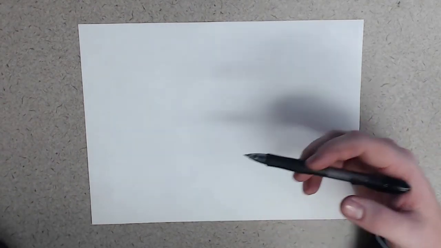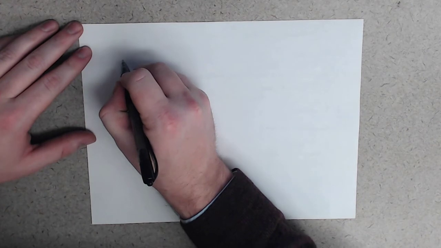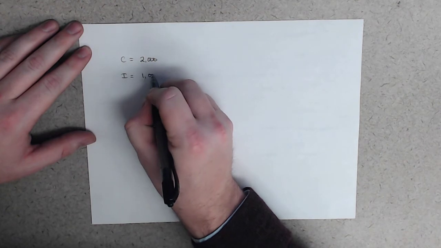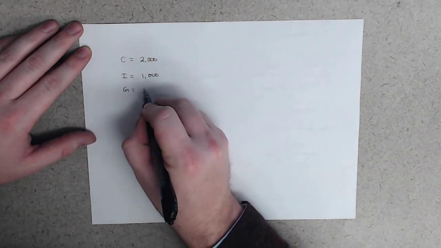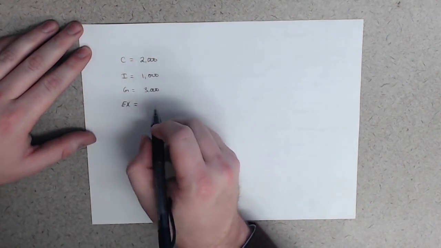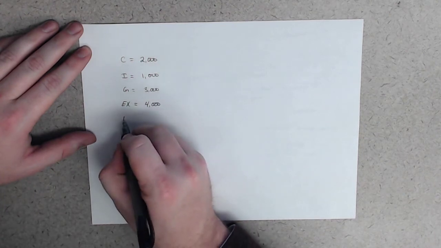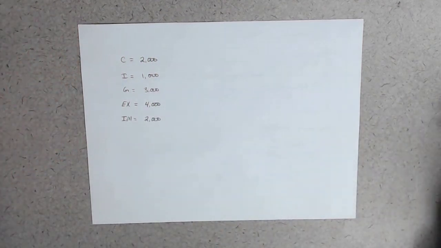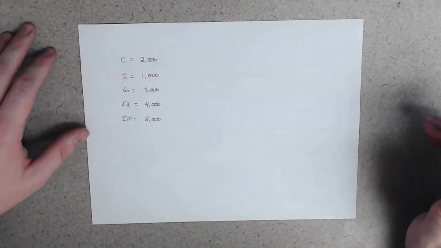So let's do some work with this. The simplest problem to solve for is when I give you all the components of GDP and I ask you to calculate the GDP. So let's say that C is equal to 2,000, I is equal to 1,000, G is equal to 3,000, exports will be equal to 4,000, and imports will be equal to 2,000, right? If I give you all that, you could very easily solve this for GDP.